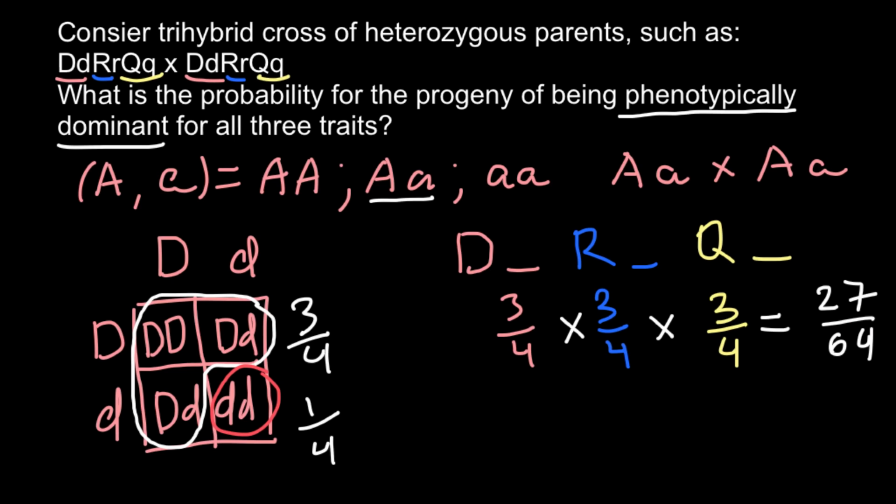How do I know it? Take a look here. This parent may give to the progeny the dominant allele D or the recessive allele d, so two variants here, and two variants here. Parent 2 also may give the dominant allele D or the recessive allele d, the dominant allele R or the recessive allele r, the dominant allele Q or the recessive allele q. So each parent may give two variants for each gene. 2 multiplied by 2 by 2 by 2 by 2 and by 2 is 64 combinations. So the total number of combinations is 64, and 27 of these combinations produce the dominant phenotype for each trait.